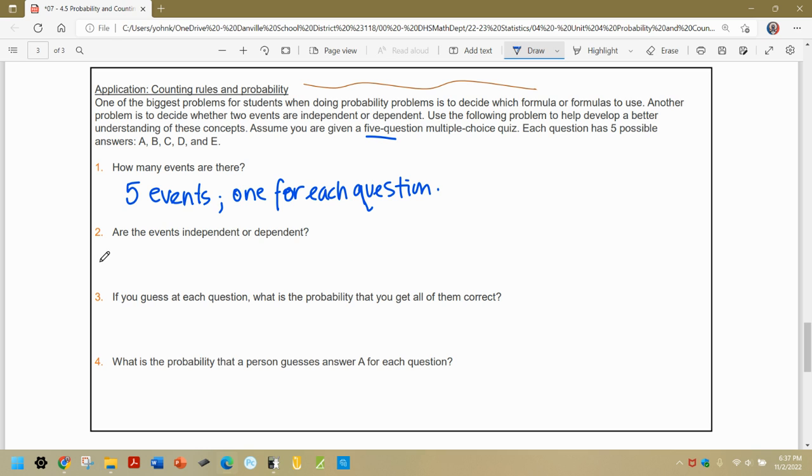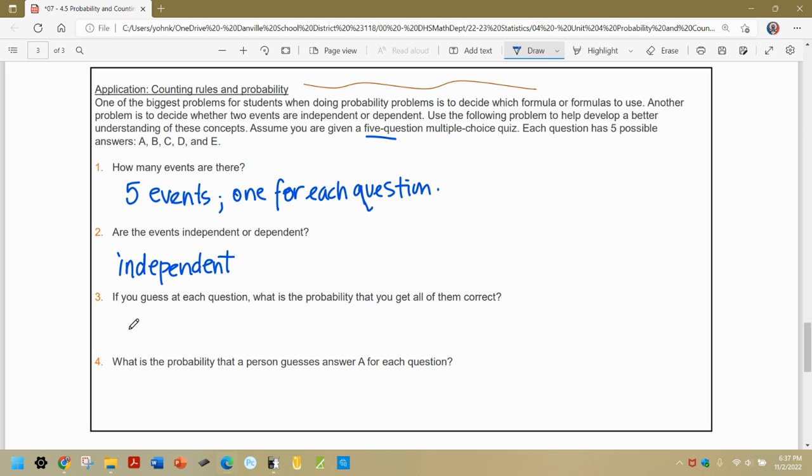Okay, number 2, are the events independent or dependent? These events are independent. It does not matter what you chose for question 1. That should not influence what you choose for question 2.